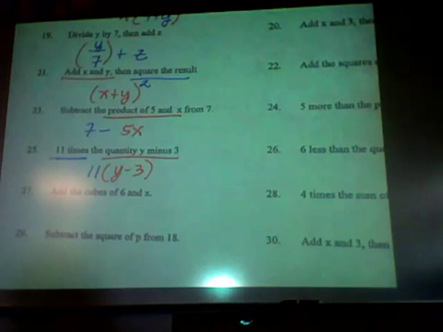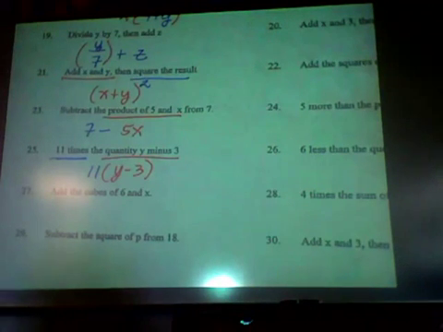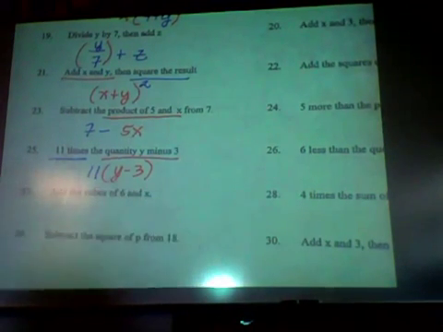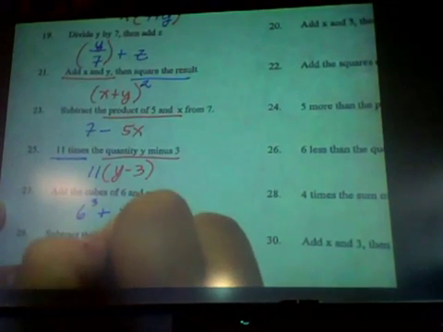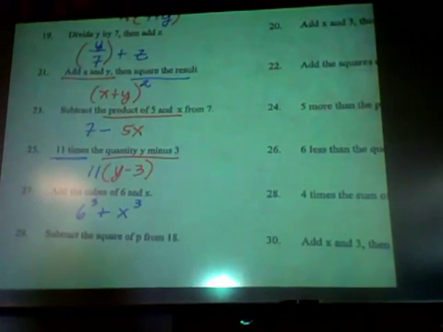You write what you think add the cubes of 6 and x would look like. You do not have to evaluate. You just write it down on your paper. So it should be 6 to the third power plus x to the third power. Could you have x cubed plus 6 cubed? Could you reverse those? Yes.